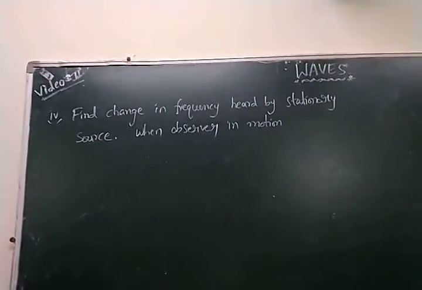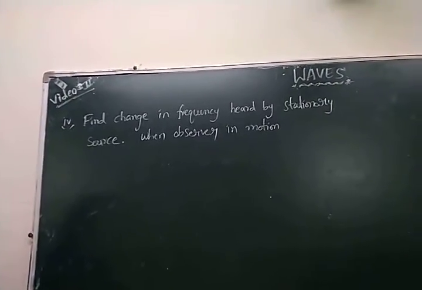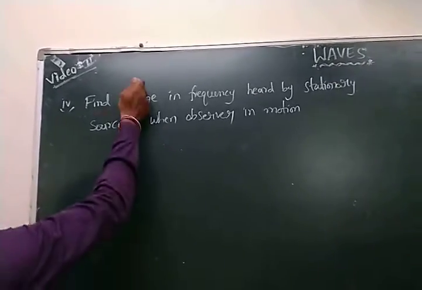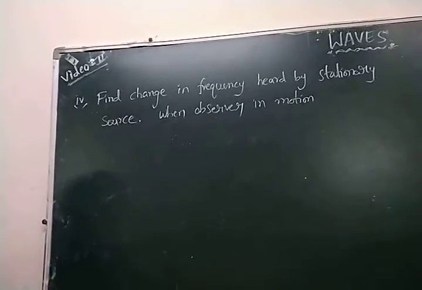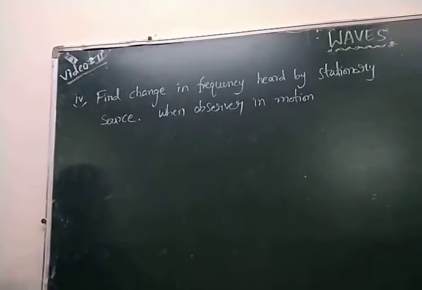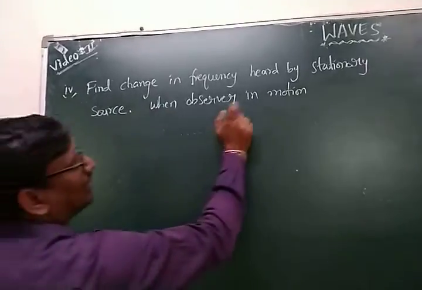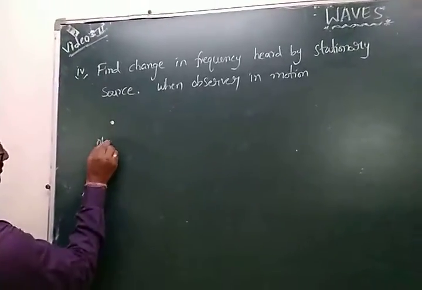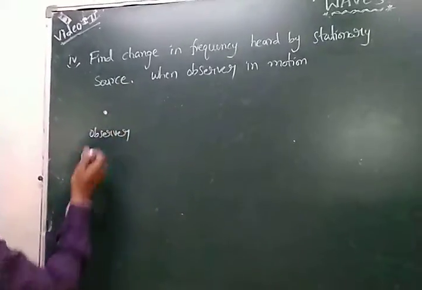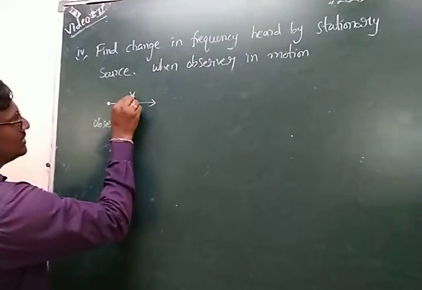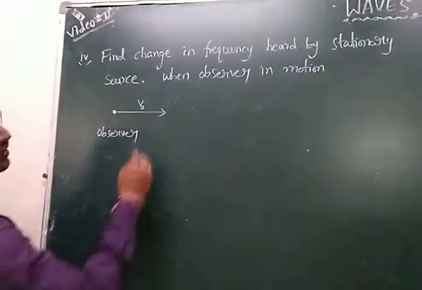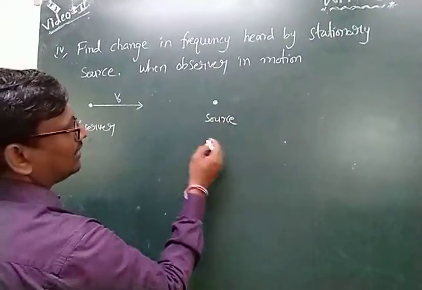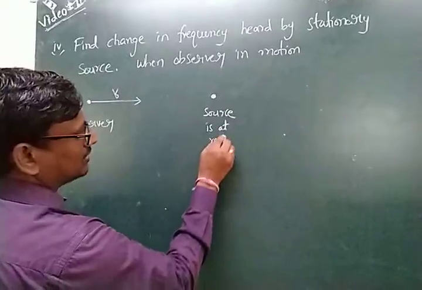Next is the fourth application. Find the change in frequency heard by a stationary source when the observer is in motion. The before topic was the third application: find the change in frequency heard by a stationary observer when the source is in motion. It is a different kind. See, let us consider this is the observer. The observer is moving with velocity v naught towards the source. This is the source. The source is at rest.